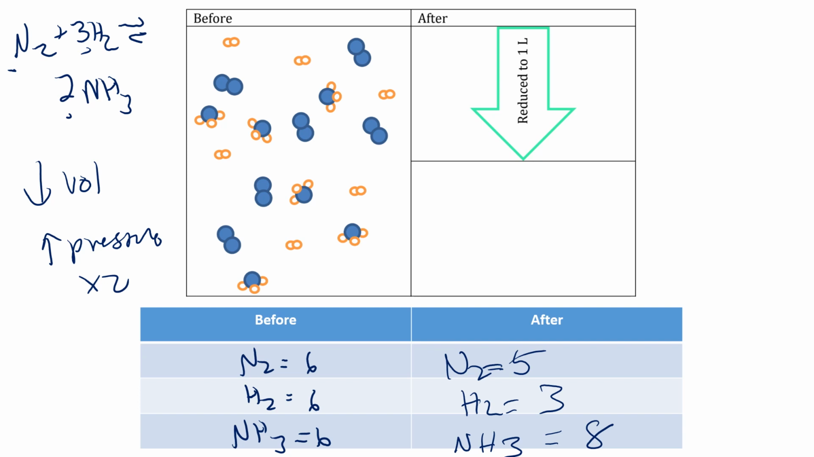So I have 5 N2s, which are going to be the bigger blue circles: 1, 2, 3, 4, 5. I have 3 H2s that are going to be left. And then I'm going to have now 8 NH3s. Let's see if I can do this.